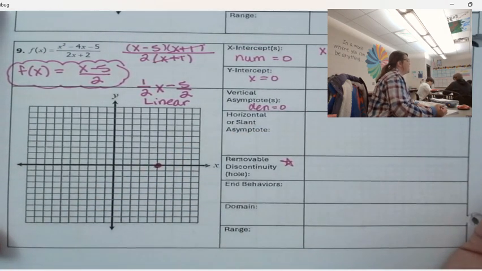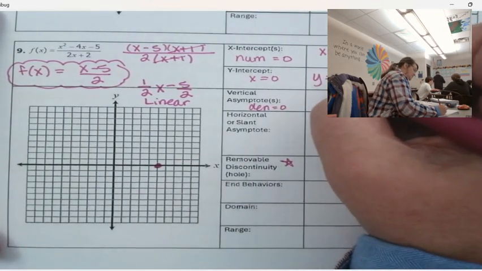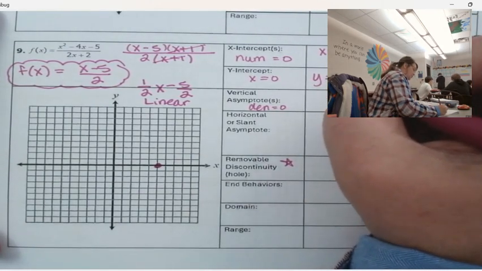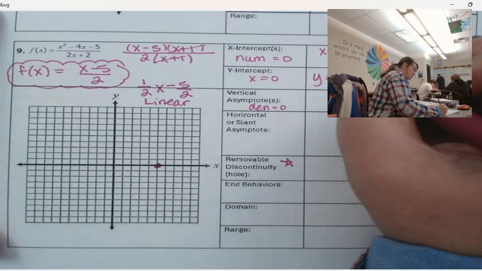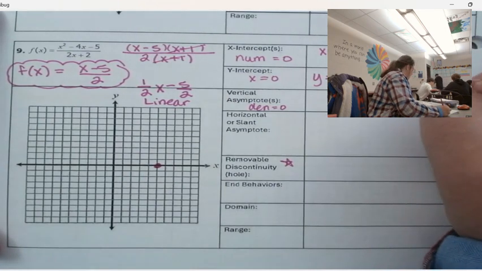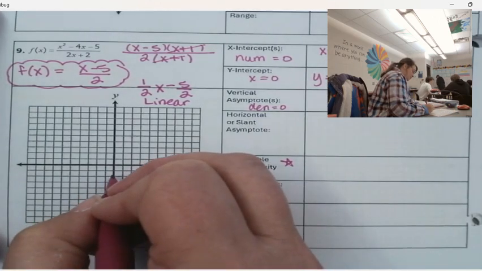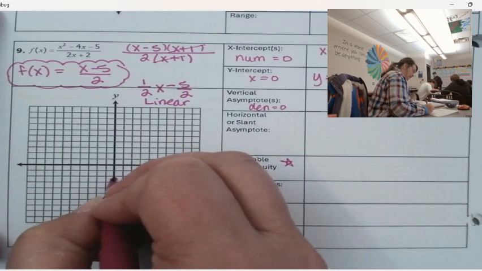Okay, so now I'm going to find my y-intercept. And to find the y-intercept, I replace x with 0. So y equals 0 minus 5 over 2, which is negative 5 over 2, which is actually negative 2.5. That's easier for me to graph. So negative 1, negative 2, negative 2.5.